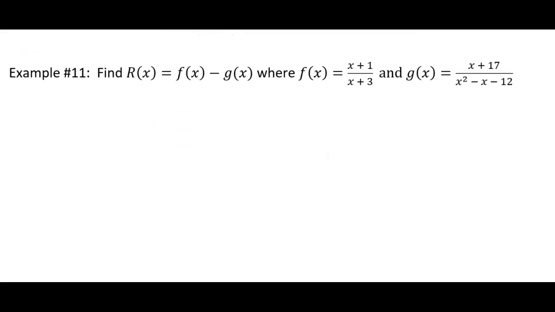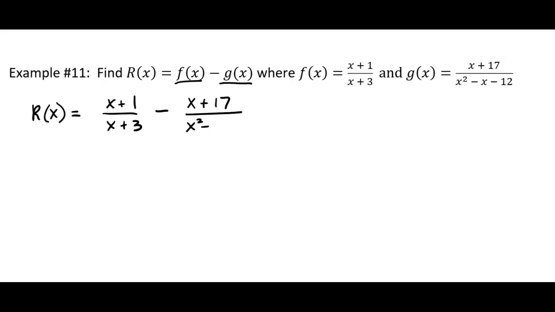So r of x is going to equal f of x, which is x plus 1 over x plus 3, minus g of x, which is x plus 17 over x squared minus x minus 12. So, we just are working with these functions and we're subtracting them.